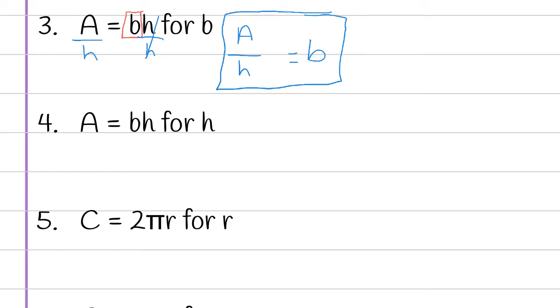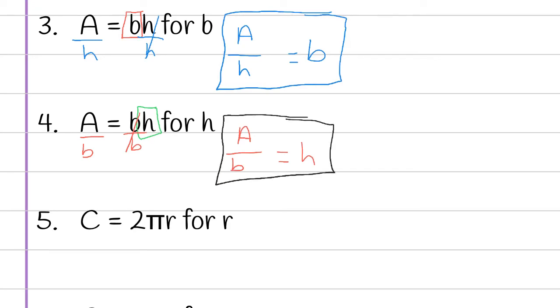The next one, they gave us the same problem, but now they want us to solve for h. So let's put a box around that h. This is a is equal to b times h, right? So the operation being used here is multiplication. How do I undo multiplication? By dividing. So divide by b on both sides. A over b is equal to h. Am I done, guys? Yes, I am.